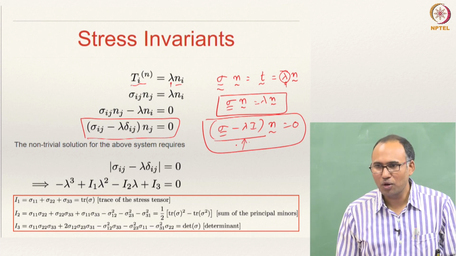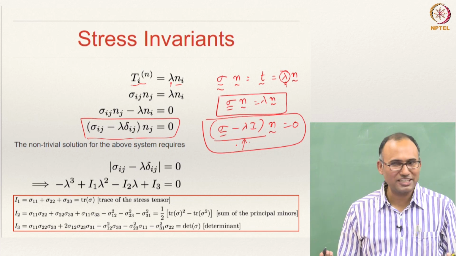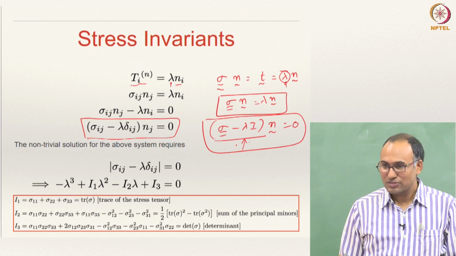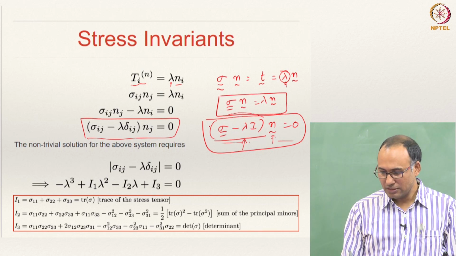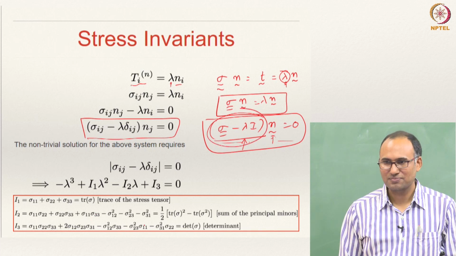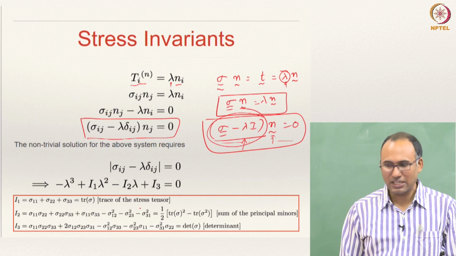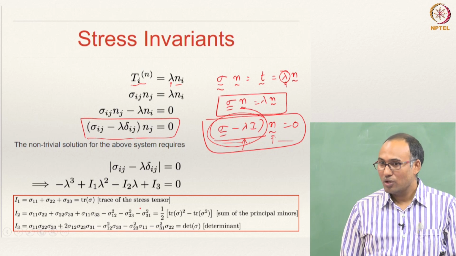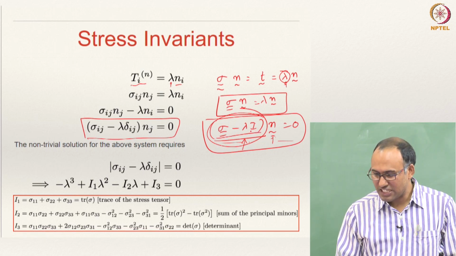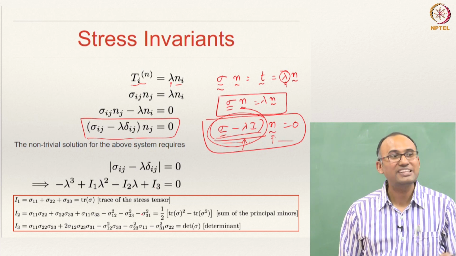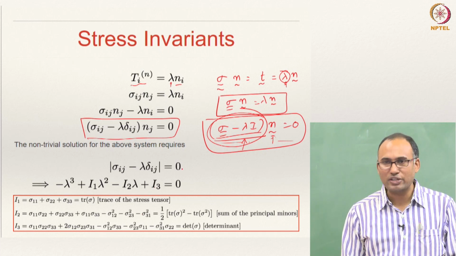If that becomes 0, you are talking about a redundant solution, so this is possible for any generic n. This is possible only when this matrix is singular, right? Because n is in the null space. So that means if it is singular, the determinant of this should be equal to 0. That is why we have to equate the determinant to 0.